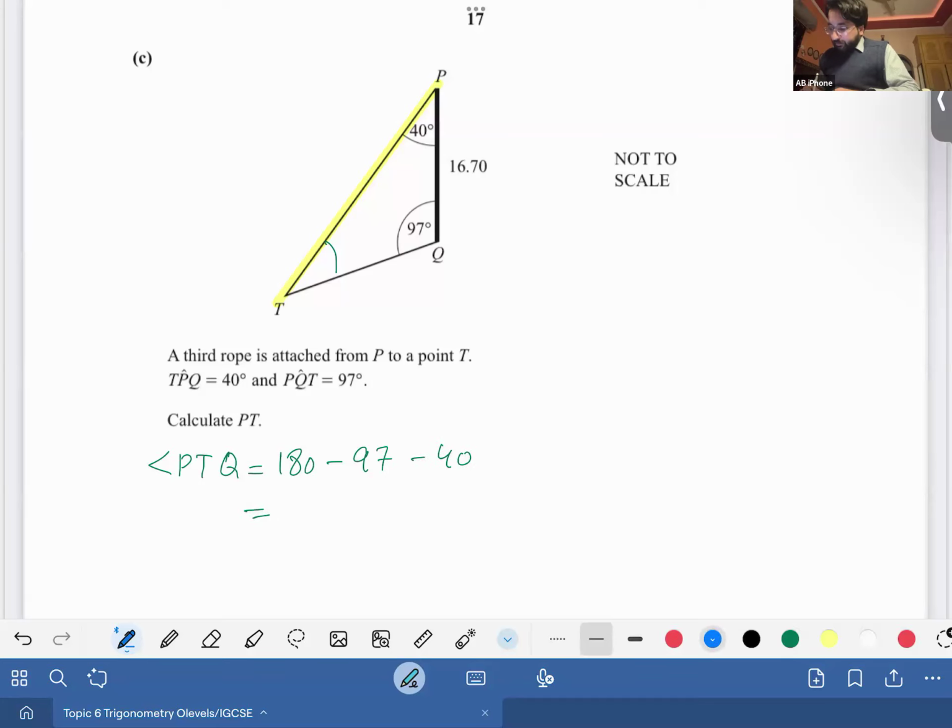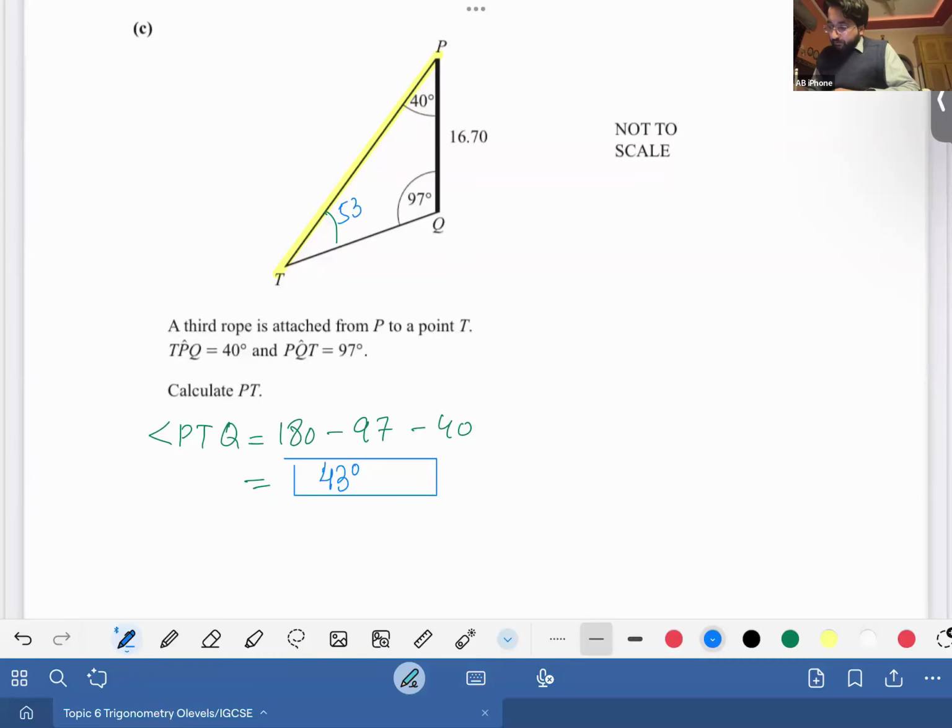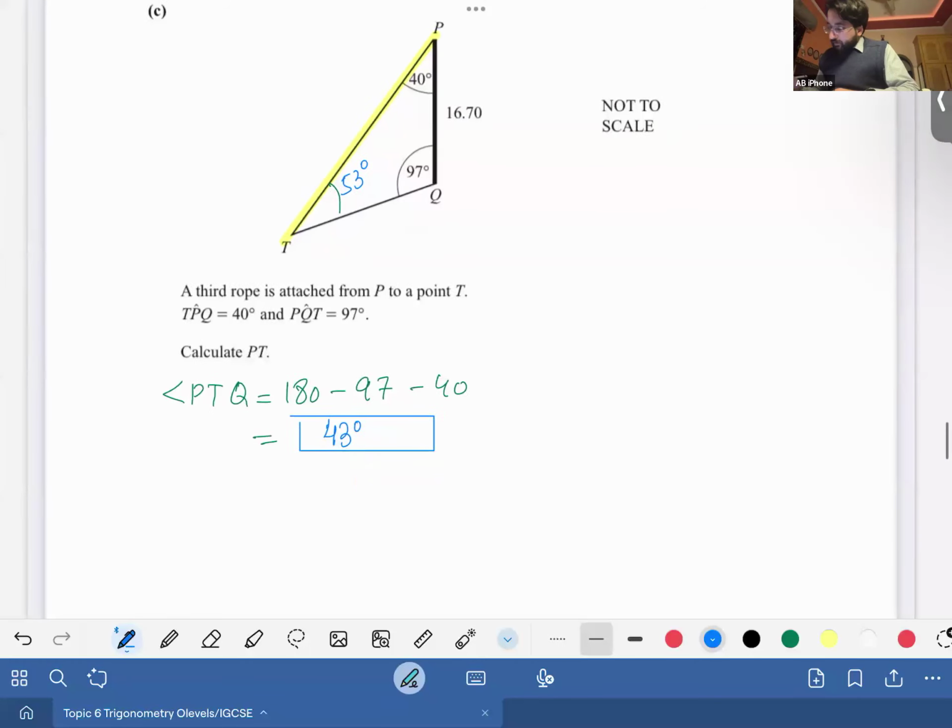So what is the answer? Can you please tell me? Yep, 43. 43. It's 43. Thank you so much. So this is 43. So we have so much available here.